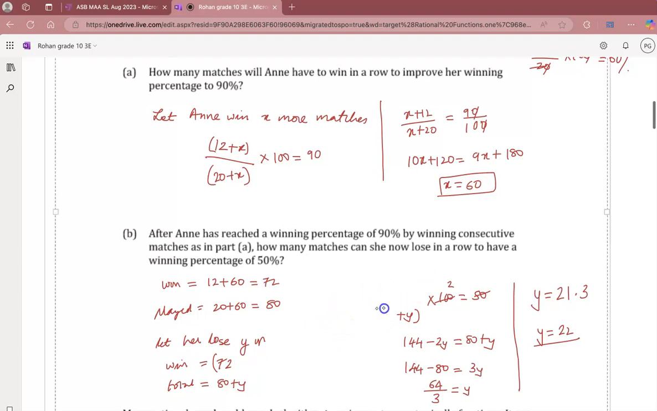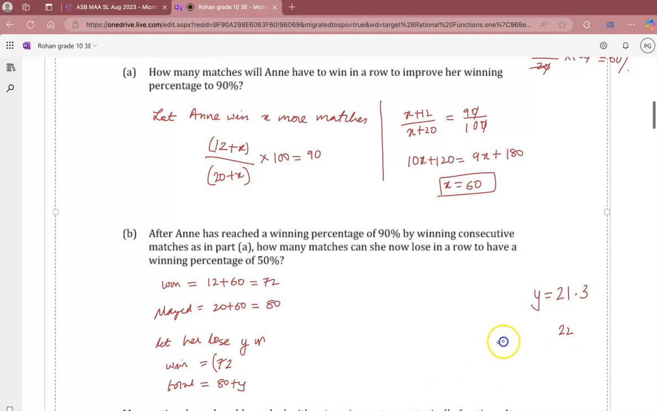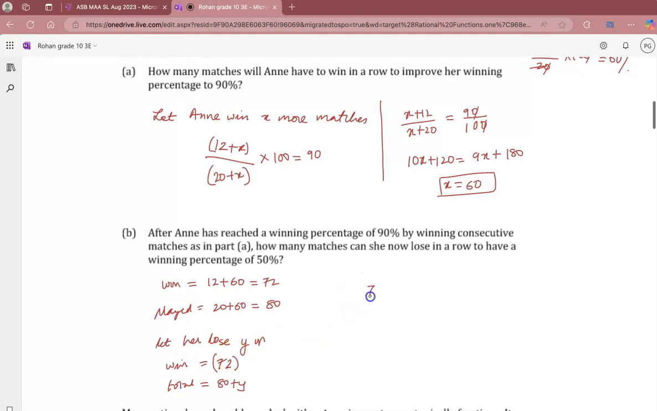Would it be 80 minus y then? No, 80 plus y. The number of matches are increasing. So the number of wins would be 72 only. It just stays, while the number of matches keeps on increasing. Okay, now it makes sense.